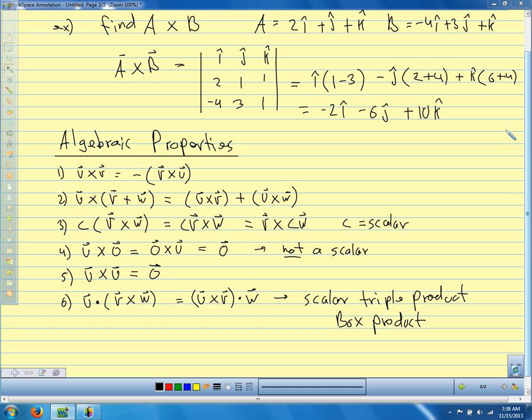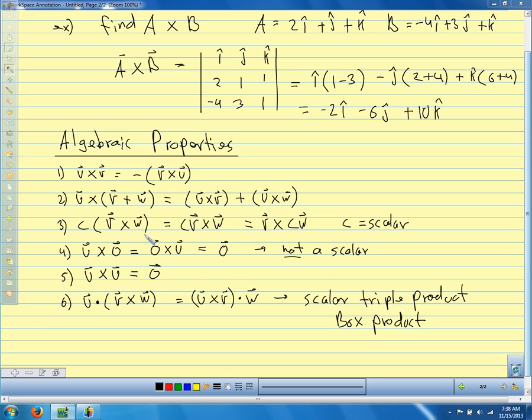So those are our algebraic properties. The most important one to remember is if we change the order of our cross product, we change the sign. So we have to pay attention to the order that we do the cross product, and that changes the direction of our orthogonal vector.